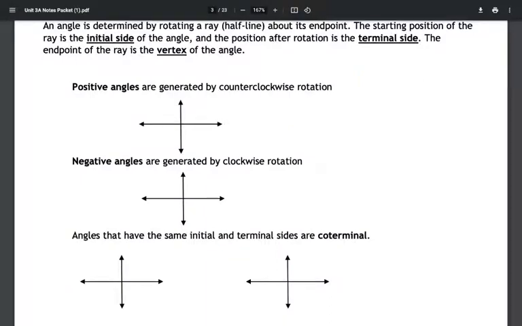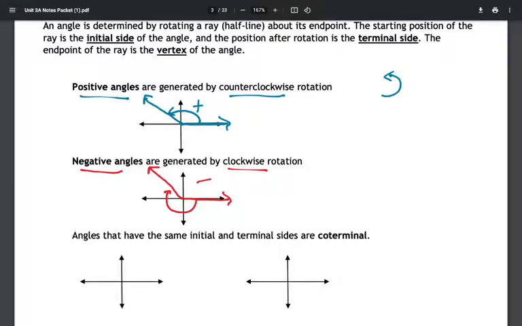So when we want to make a positive angle, we're going to do that rotation counterclockwise. Remember, counterclockwise goes in this direction. So again, we're going to start right here on the positive x-axis. And when you go in the counterclockwise direction, this would represent a positive angle. When you start with the positive x-axis and you go in the clockwise direction, you're going to end up with a negative angle. So that would be a negative angle.